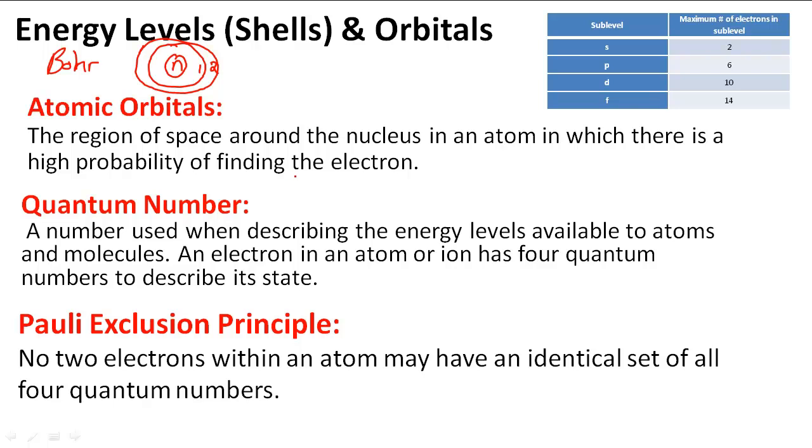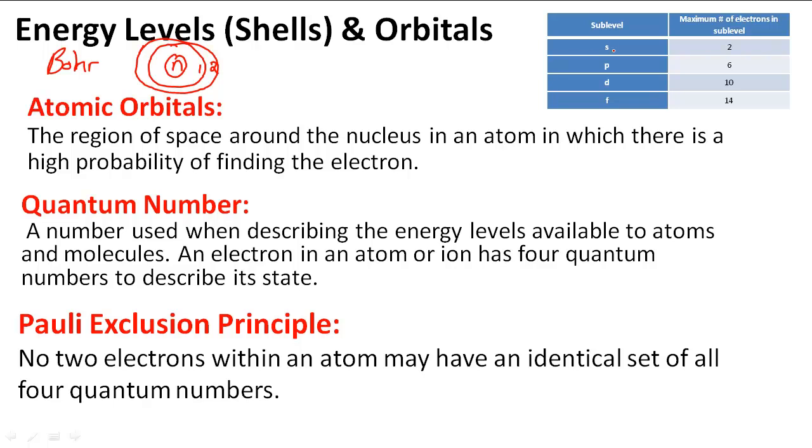But what we happen to discover is that electrons don't really move in a circular motion or orbit around the nucleus. What we notice is that they actually move in orbitals, a region of space. So the atomic orbital is the region of space around the nucleus in an atom in which there is a high probability of finding the electron. So that electron may move out of that region of space, but most likely we're going to find that electron there.